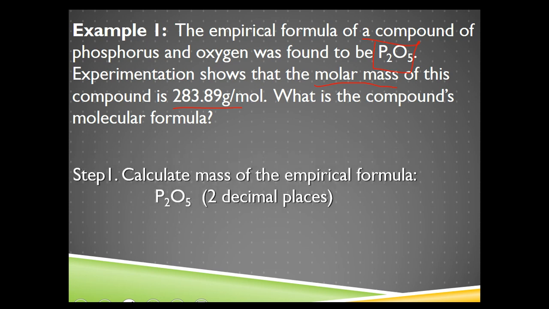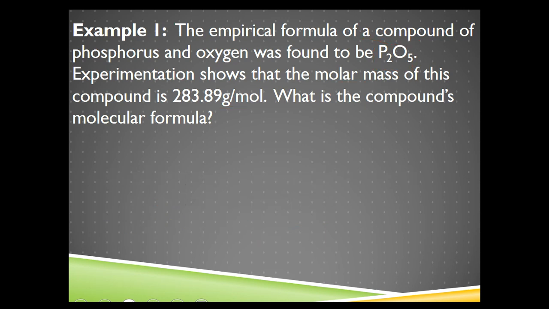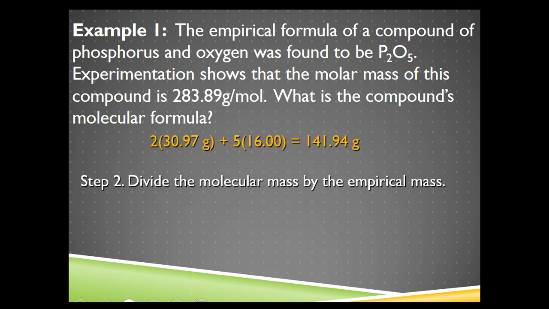All right, so step 1, calculate the mass of the empirical formula. P2O5, we're going to keep 2 decimal places. Same thing as always. So here's 2 P's, here's 5 oxygens, and we get a mass for my empirical formula of 141.94. Step 2, divide molecular mass by empirical mass.